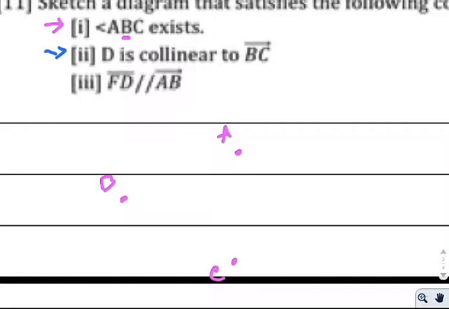Let's go ahead and read this one. We have point D that's collinear to BC. Now here's where you get a clue. So BC should actually be a ray. So I'll draw that in right now. Ooh, look at that awful straight line I just drew. And then D is collinear to BC.